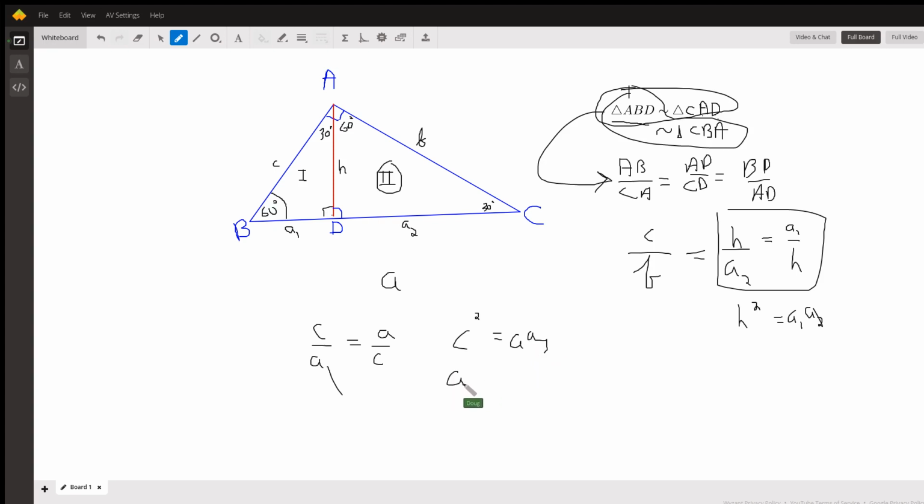So A sub 1 equals C squared over A. And you could do a similar thing for B. B will be the mean proportional between A and A sub 2, and you could solve for A sub 2. Okay, there you go. A little longer than I intended, but I hope that helps with your original problem.